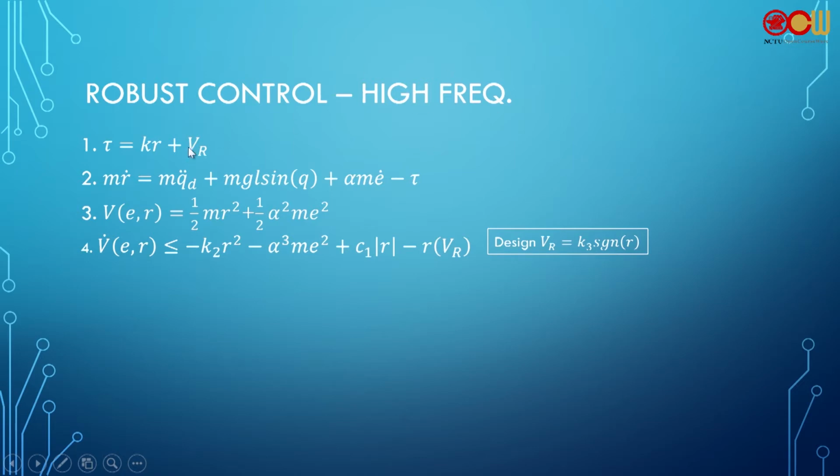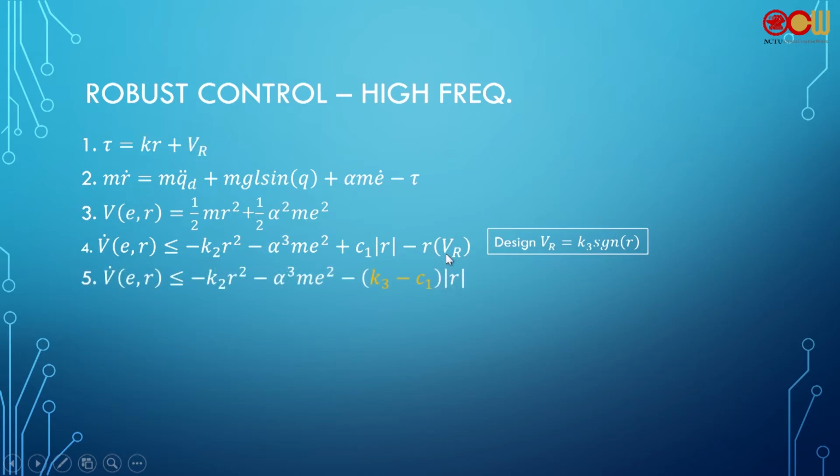Here's the high frequency controller, which means the VR here will eventually be designed as this, which has sign R. R is this filtered tracking error. First, we design the high frequency controller. Second, the open loop dynamics. And the third one is to find the Lyapunov function and take the time derivative, and you substitute the control input tau here, which consists of a feedback term and a high frequency term.